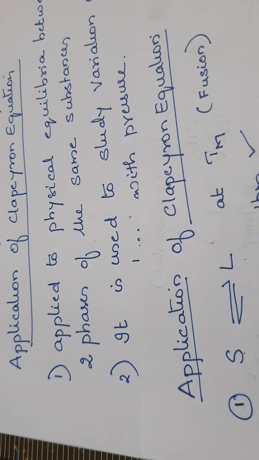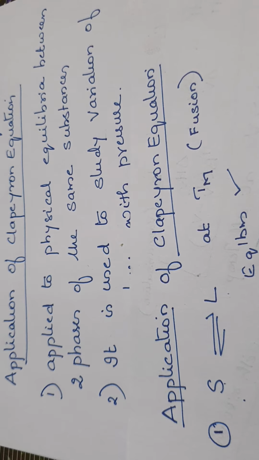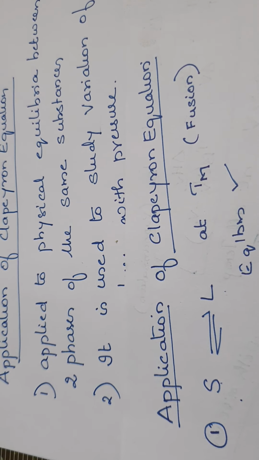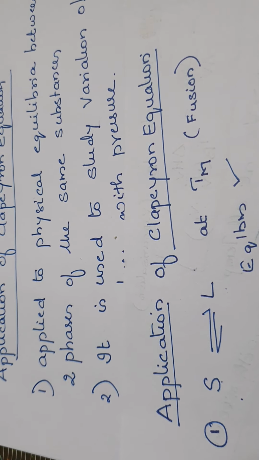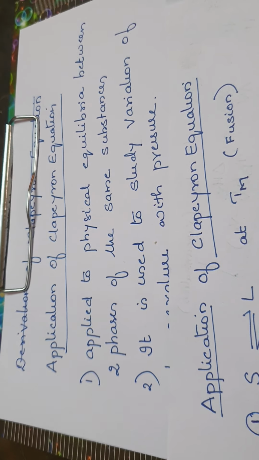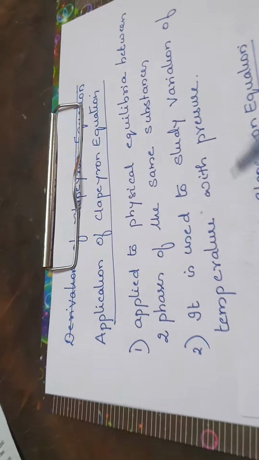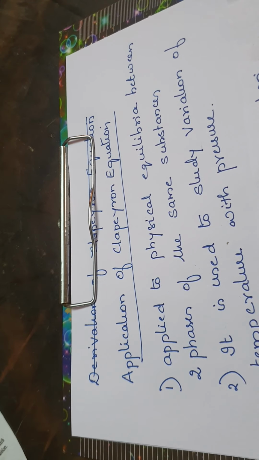Now we'll see application of Clapeyron equation. It can be applied to physical equilibria between two phases of same substance, and it is used to study the variation of temperature with pressure. This is the important application. Now we'll see some equilibrium systems where we can apply Clapeyron equation.